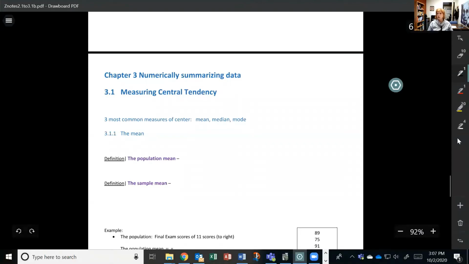Now we're going to describe a distribution of a quantitative variable by talking about its central tendency. All right. So what is a good measure of center? A good measure of center is a typical value of that variable.